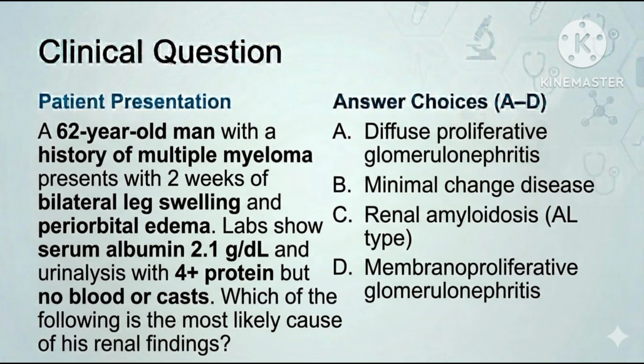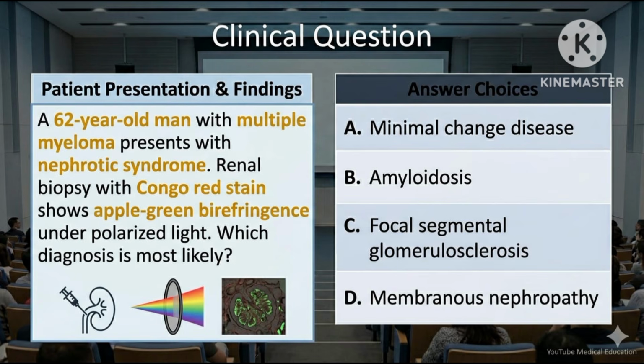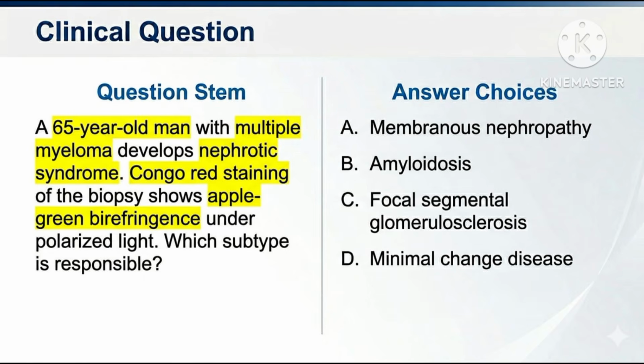62-year-old man, history of multiple myeloma, presents with features of nephrotic syndrome, such as bilateral leg swelling, periorbital edema, low albumin, proteinuria. What is the most likely cause of his renal findings? Renal amyloidosis. Read this question stem. 62-year-old man, multiple myeloma, presents with nephrotic syndrome. Biopsy with Congo red stain shows apple green birefringence. Most likely diagnosis, amyloidosis.